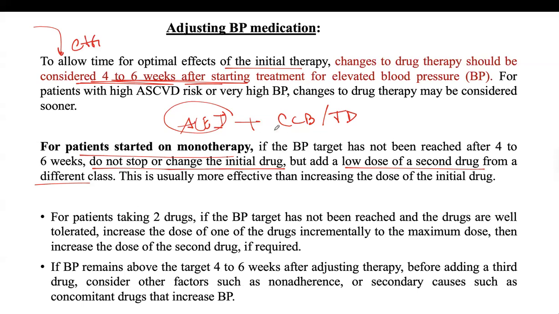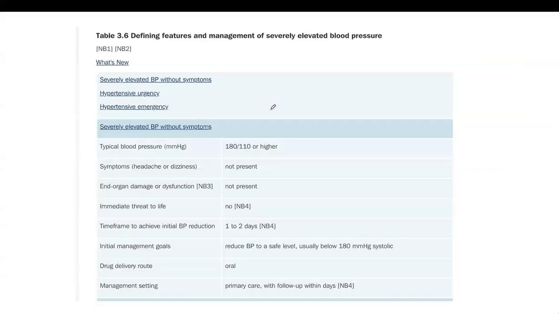Now let's say the patient is now taking 2 drugs, but the blood pressure target is still not achieved. In that case, you can increase one of these medications to the maximum, and then increase the other one gradually to the maximum. So every 4 to 6 weeks, you can gradually increase the first drug to the maximum dose. If blood pressure is still not coming down, then you increase the second drug. That's how we manage hypertension, and that's how you should also do it.